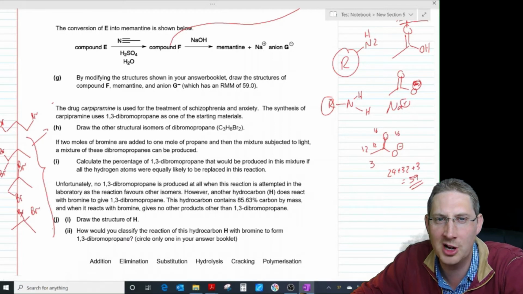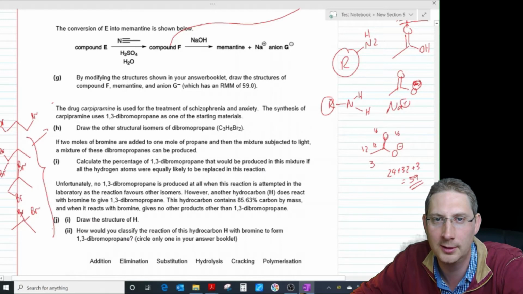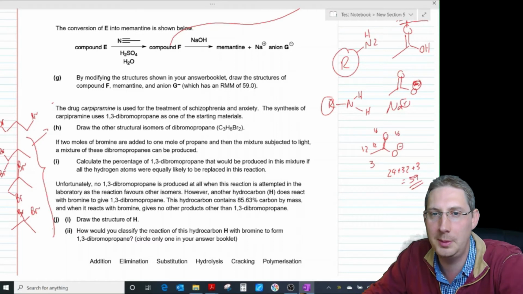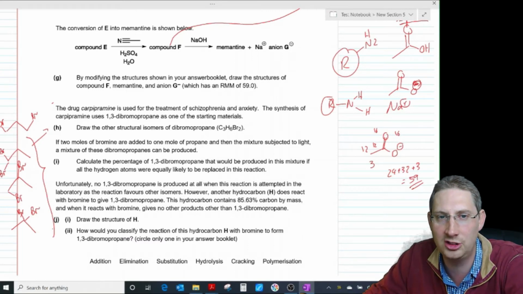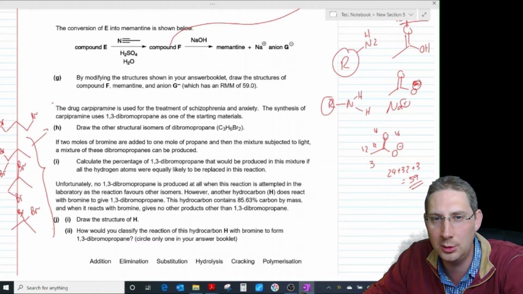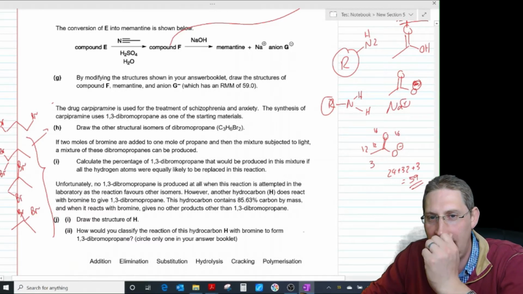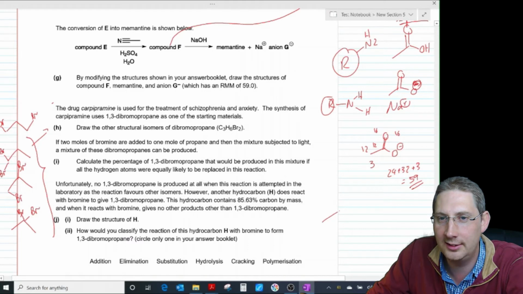If 2 moles of bromine are added to 1 mole of propane and then the mixture is subjected to light, a mixture of these dibromopropanes can be produced. Calculate the percentage of 1,3-dibromopropane that would be produced in this mixture if all the hydrogen atoms were equally likely to be replaced in this reaction. Oh gosh, they do like difficult questions, don't they?